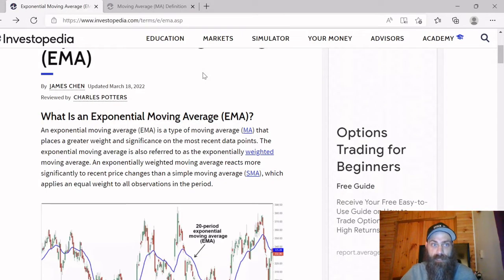So our next one's going to be an EMA, an exponential moving average. So let's just read this definition quick. An exponential moving average is a type of moving average, which we just talked about, that places a greater weight and significance on the most recent data points. The exponential moving average is also referred to as an exponentially weighted moving average. An exponentially weighted moving average reacts more significantly to recent price changes than a simple moving average, which applies an equal weight to all observations in the period. So pretty much what it's telling you is it's just going to react faster than a simple moving average or a regular moving average. It's going to react faster to that price change. So that's pretty much all it's telling you.